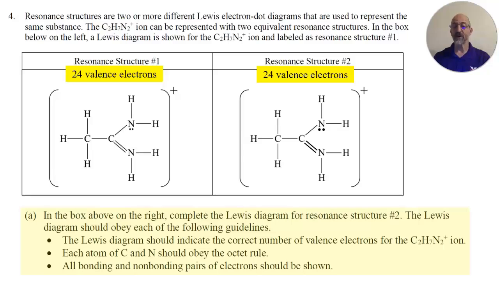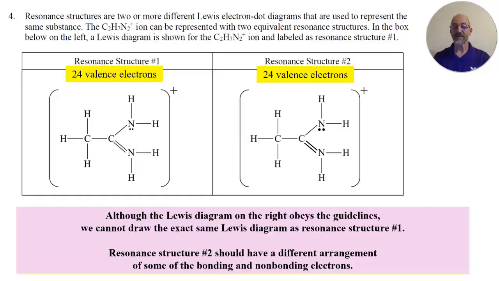So look at the left and look at the right, and you'll realize that I made a mistake. Although the Lewis diagram on the right obeys the guidelines, we cannot draw the exact same identical Lewis diagram as resonance structure number 1. So resonance structure number 2 is going to have the same connectivity between the atoms, but resonance structure number 2 should have a different arrangement of some of the bonding and non-bonding electrons.